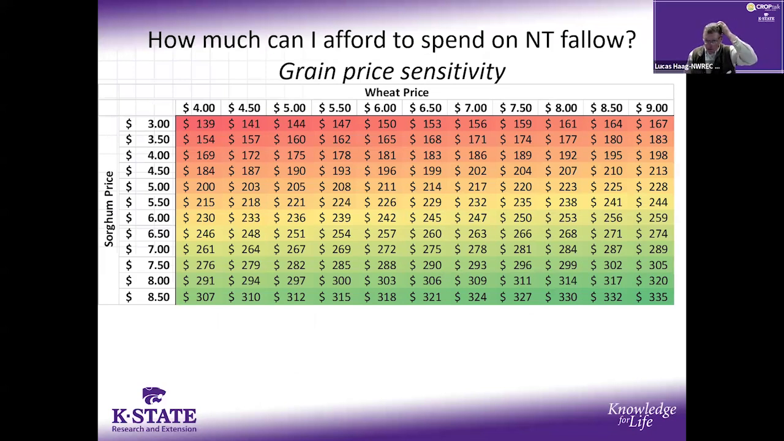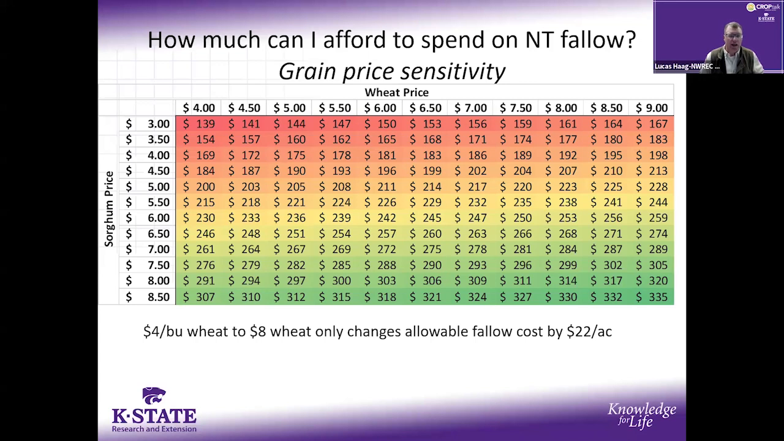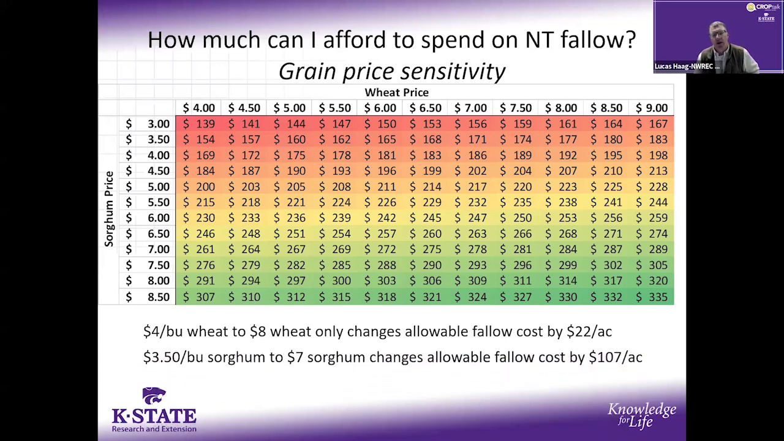Okay, so back to this question of how much can I afford to spend on no-till fallow? What we're looking at here, the numbers in this grid, is the difference in net returns between reduced till and no-till. And what that difference in net returns would be at varying levels of wheat price as you move across the top, or varying levels of sorghum price as you move down through the rows. And so the thing you'll notice here, we can go from $4 wheat to $8 wheat, and that only changes our allowable fallow cost by 22 bucks an acre. But if we go from $3.50 sorghum to $7 sorghum, now we're changing allowable fallow cost by $107 an acre.